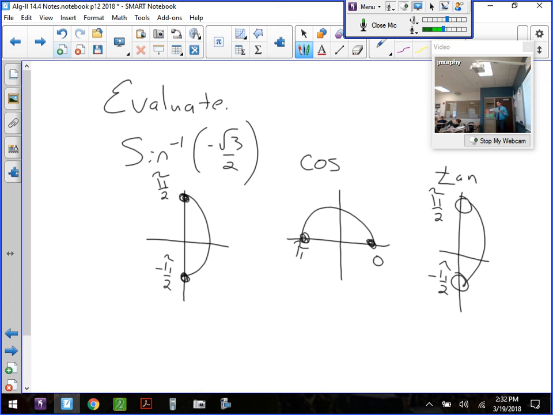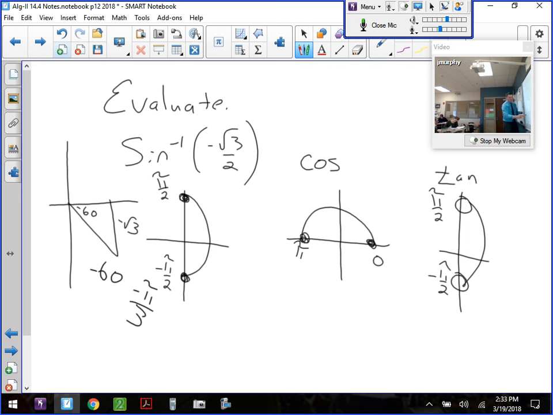So if I'm looking at sine of, what angle has a sine of negative root 3 over 2? Well, if I'm a negative root 3 over 2, and I'm doing this whole evaluate, find the exact value, I have to move downward for the sine. So this is my opposite is the negative root 3. That means that's a 60. So this is negative 60 or negative pi over 3. Remember, that's when we did list it in terms of degrees and radians.